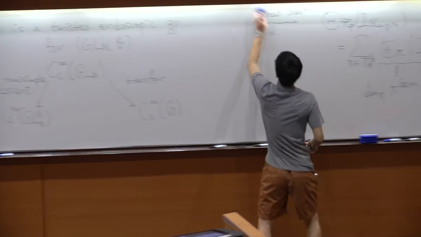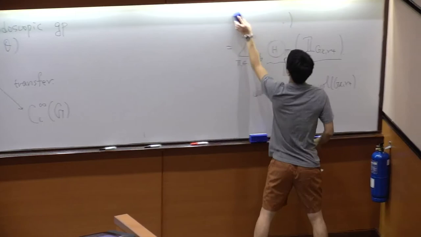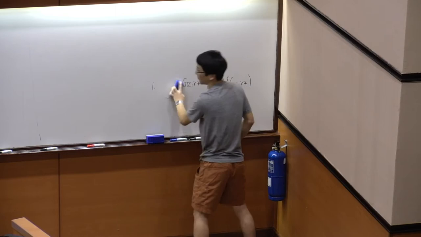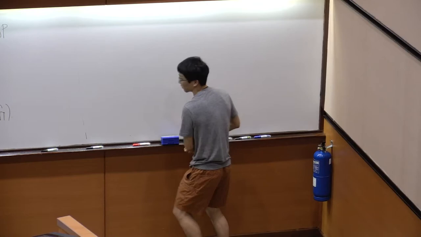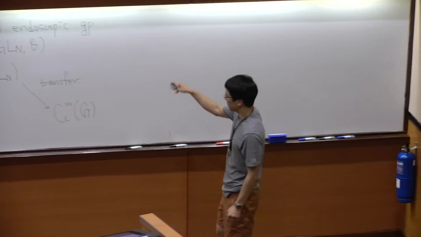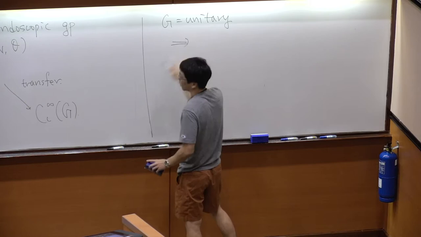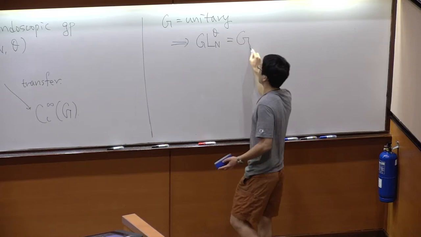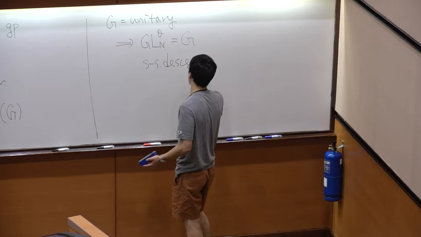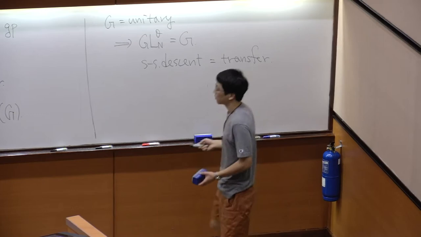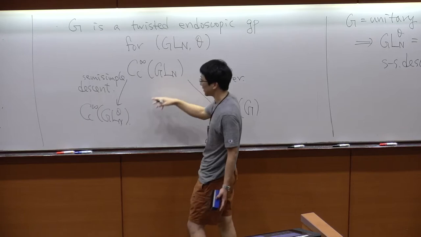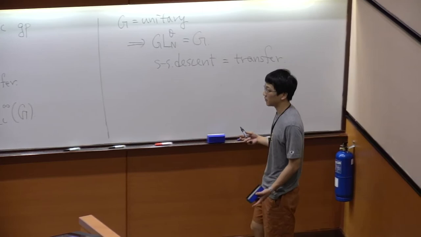So by using such a computation for semi-simple descent, our problem of a variant of the fundamental lemma can be reduced to a comparison of test functions on G and GLN theta. And here, the speciality of the unitary groups plays a big role. Actually, when G is a unitary group, GLN theta is equal to G itself. And moreover, in this case, semi-simple descent is nothing but transfer. So just by doing a group theoretic computation of twisted groups, we can get a transfer for characteristic functions of positive depth open compact subgroups. And this completes the proof of the second step.